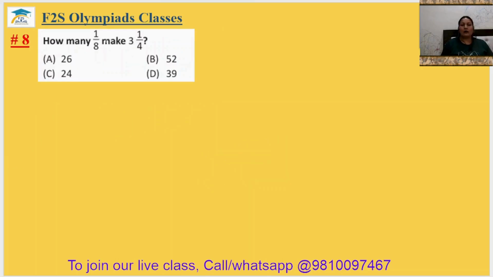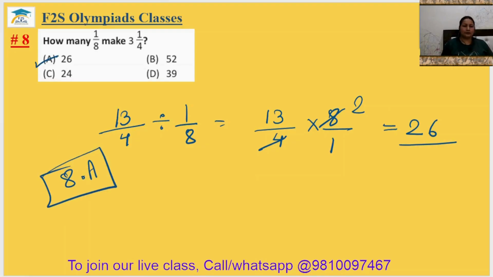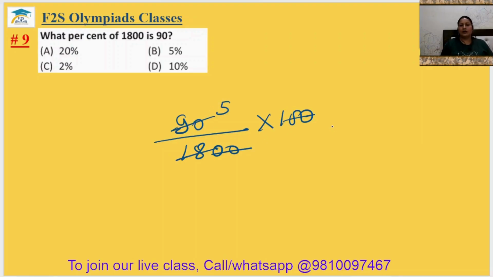Now question number 8. How many 1 by 8 make this? So first convert it into an improper fraction. 4 threes are 12 plus 1, 13 by 4, divided by 1 by 8, equals 13 by 4 multiplied by 8 by 1. 4 twos are 8, 13 twos are 26. Option A will be the correct answer. The 8th answer is option A. Question number 9. What percent of this is 90? So 90 upon 100, and we need to calculate the percentage, that's why we multiply by 100. It is 5%. The ninth answer will be option B.